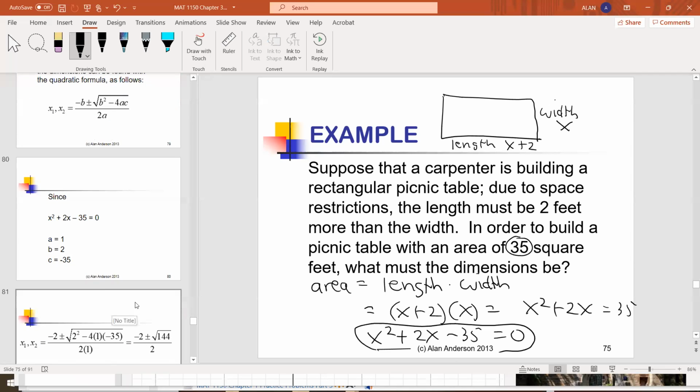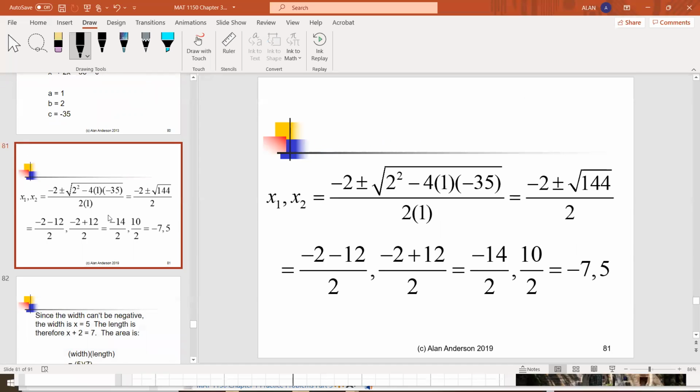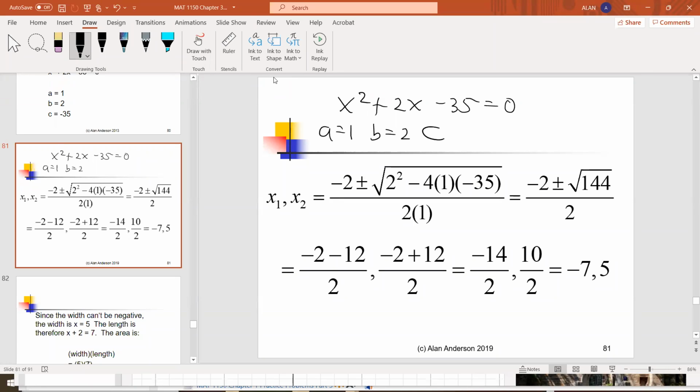Okay, so let me sneak down here and remind you that this is x squared plus 2x minus 35 equals 0. So that means that a is 1, b is 2, c is -35. Now you plug in these numbers. That -35 looks pretty scary, doesn't it?